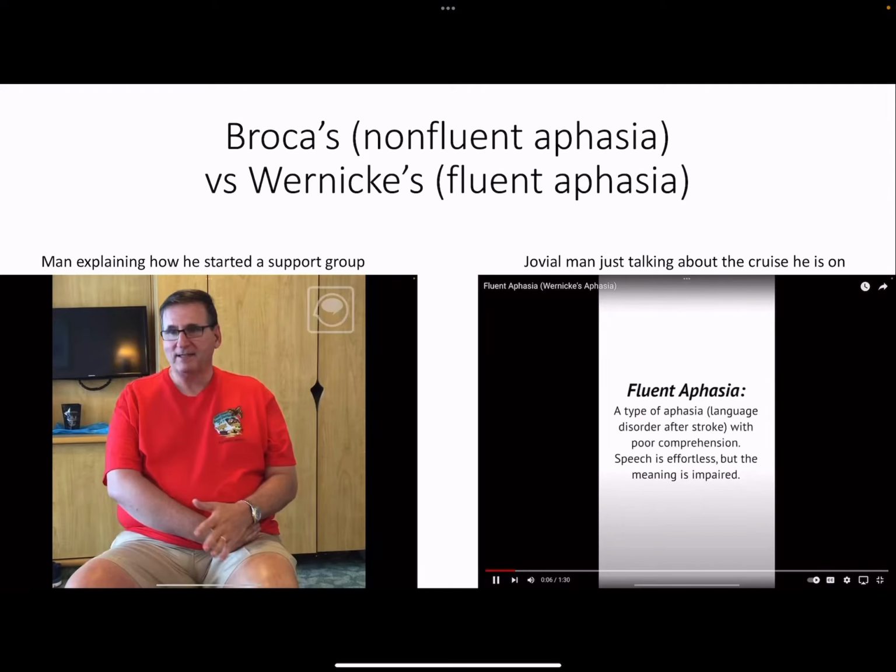All right, so we're going to listen to Broca's aphasia here on the left, known as non-fluent aphasia, because they can't speak fluently, but there is meaning behind what they're saying, as opposed to Wernicke's, which we're going to hear on the right, where people can talk fluently, hence fluent aphasia. They can speak and say all they want, but not a lot of content is really coming out. So let's go ahead and listen to this guy on the left. He's talking about how he had a stroke and he started a support group and the amount of people he has in the group. So let's take a listen.